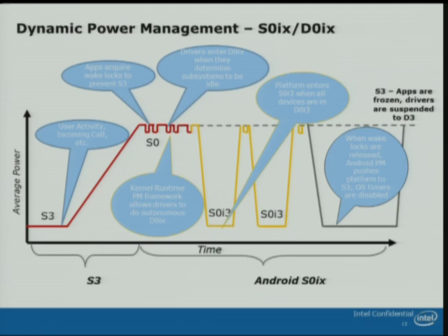Power management, dynamic power management features like S0IX and D0IX. Let me quickly go over this. When the phone is off and, I guess, in your pocket, the phone is generally in an S3 state. When there's a user activity of some kind or an incoming phone call, we go into an S0 state, and the apps acquire a lock to prevent further entry into S3. Drivers for each subsystem, when they're done, take the subsystem into a D0IX state. And when all of the components are in a D0I3 state, the platform enters an S0I3 state. When all of the locks are released by the apps, the Android PM pushes the platform back into an S3 state, where the OS timers are disabled.